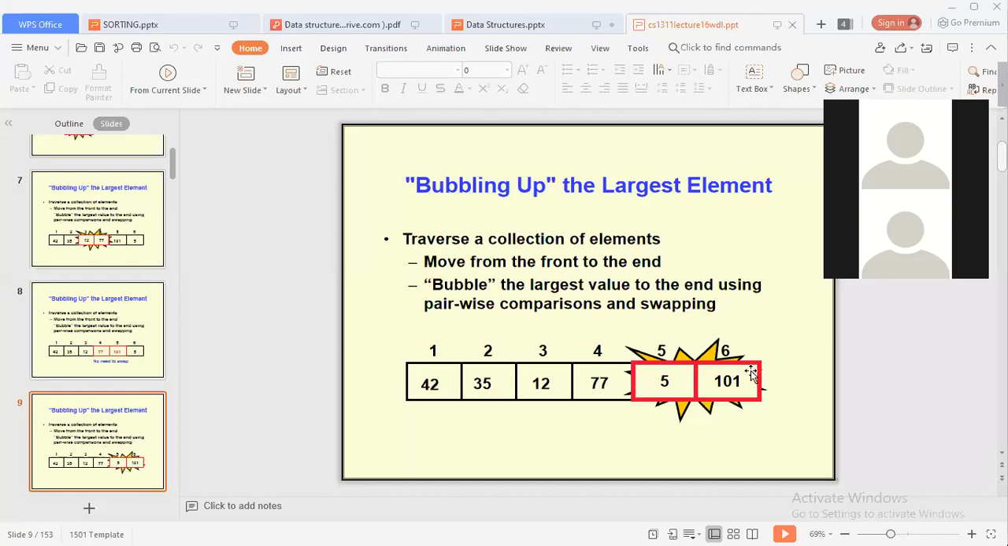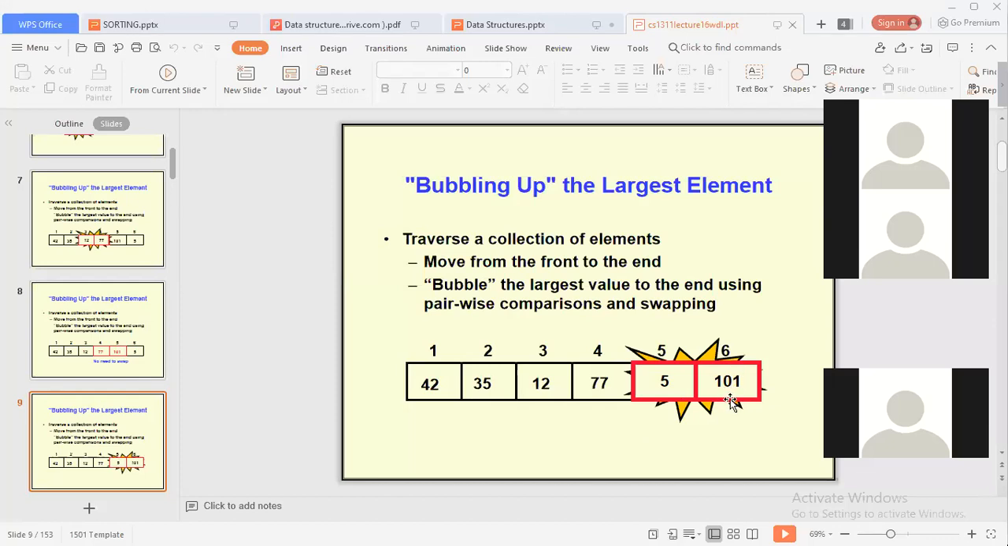CR, first pass anta arthamainda? What are all the changes we are having already? So these are the changes: 42, 35, 12, 77, 5 and 101. Now what is the maximum number here? CR naluguru maatadandi. What is the maximum number? 101, sir. Where was it placed after the first iteration? Is it placed in its right position? Yes, sir.